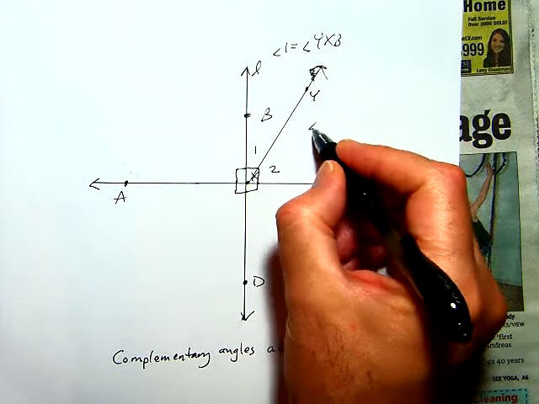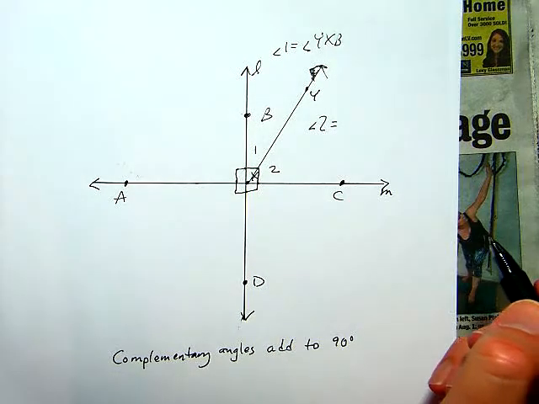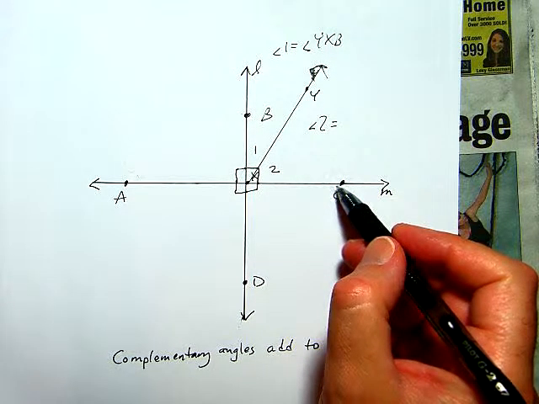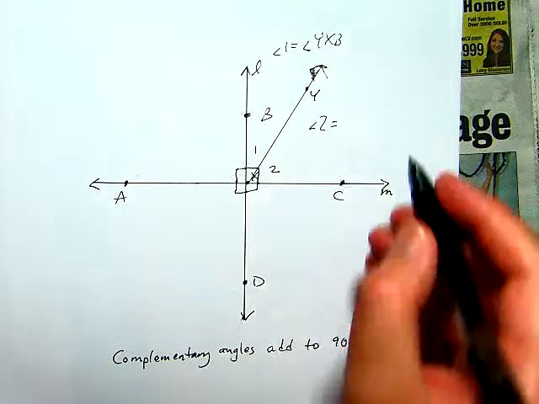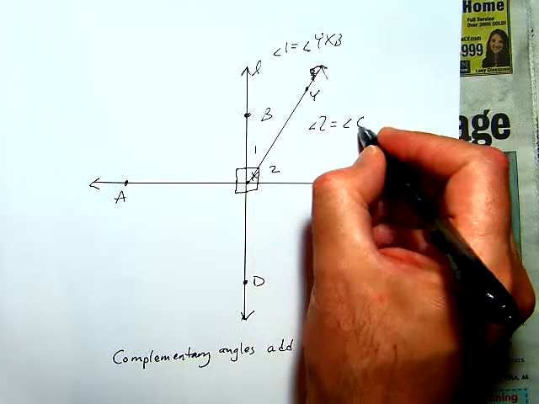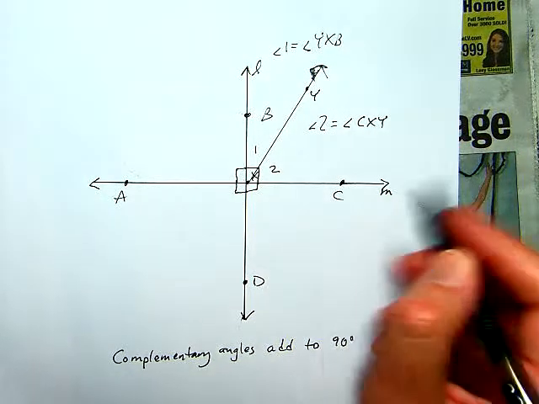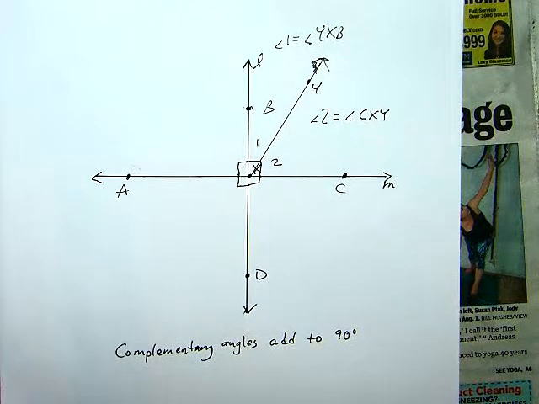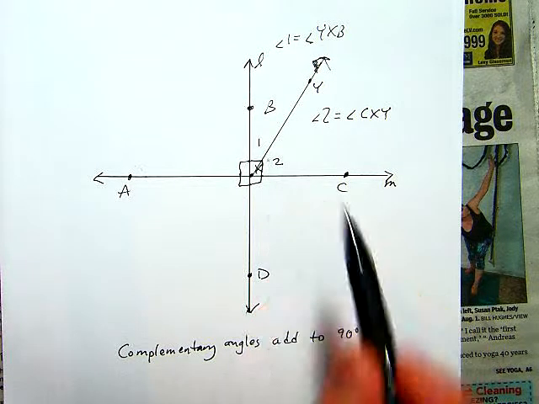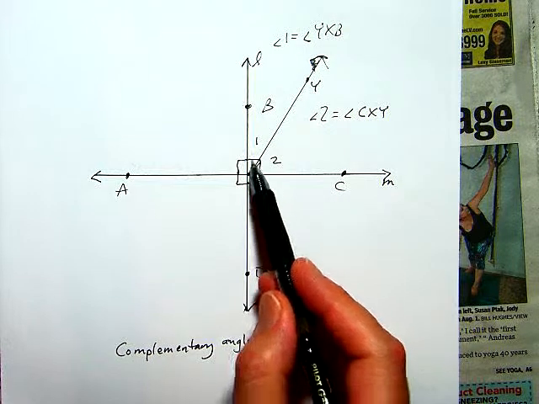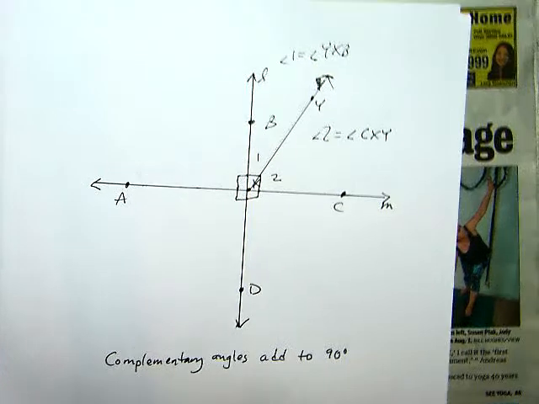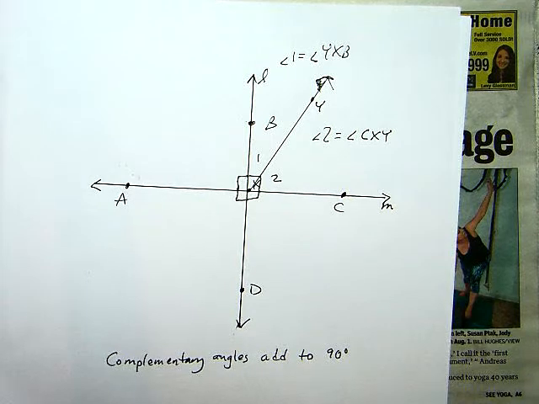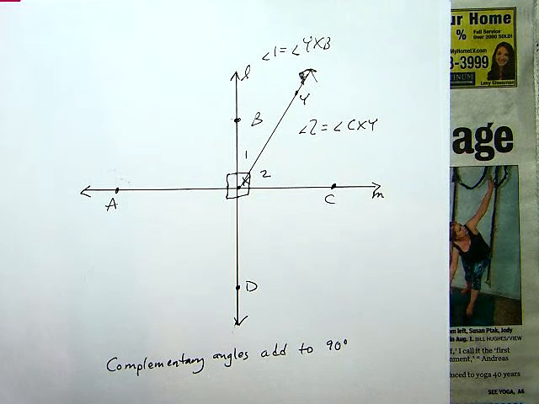Let's talk about here angle 2. What's another name for angle 2? Well, that would be CXY. Okay, so we could call angle 2 the same thing as CXY. So we're just going to use the shorthands angle 1 and angle 2. Angle 1 and angle 2 are complementary. The sum of the measures of these two angles adds up to 90 degrees, adds up to a right angle. We can do the same thing in any of the quadrants that are created by these intersecting lines.